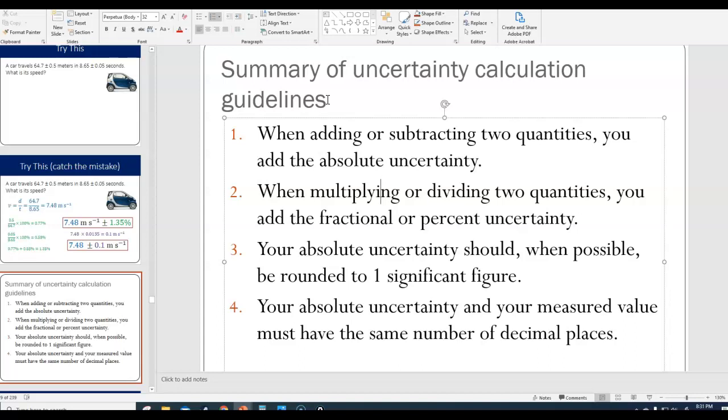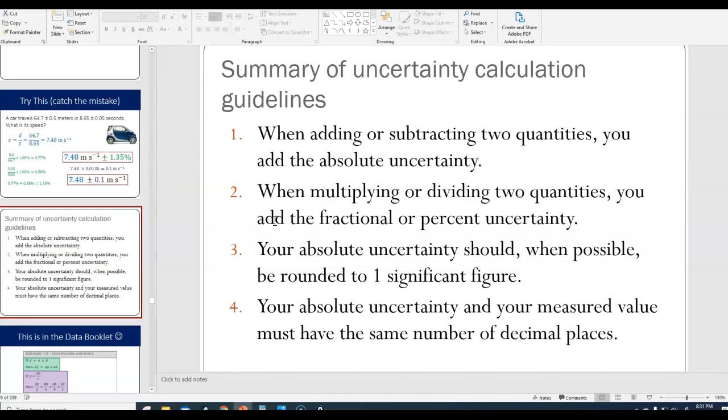Number 3, your absolute uncertainty should, when possible, be rounded to one significant figure. That's more of an IB rule than anything. And then, most critically, your absolute uncertainty and your measured value must have the same number of decimal places. And we've spent a lot of time talking about the reason for that, because your last digit is the uncertain one, and so your uncertainty has to be in that same decimal place.